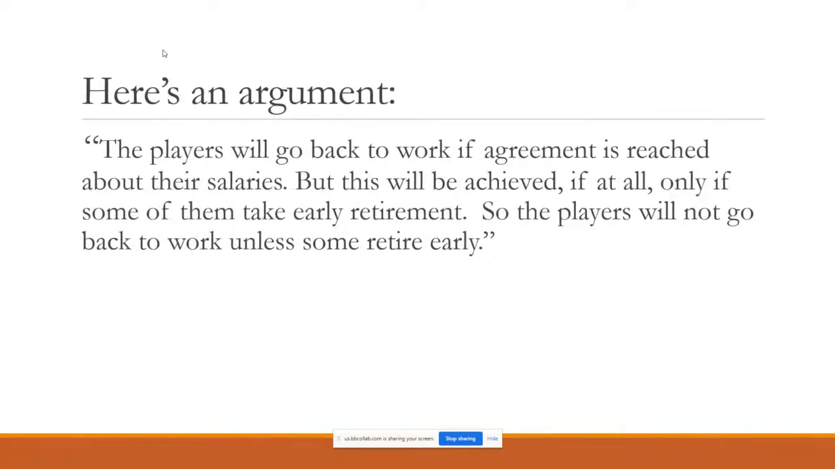So here's an argument. Let me just read it for you. The players will go back to work if agreement is reached about their salaries, but this will be achieved, if at all, only if some of them take early retirement. So the players will not go back to work unless some retire early. Okay, so this is an argument.